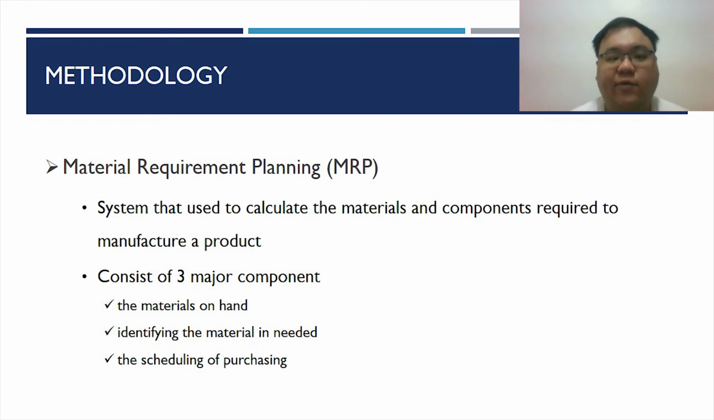The next method, material requirement planning (MRP), is a system used to calculate the materials and components required to manufacture a product. It consists of three major components, which are the material on hand, identifying the material needed, and also the scheduling of purchasing.